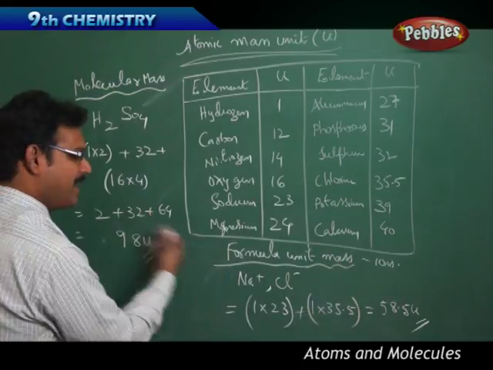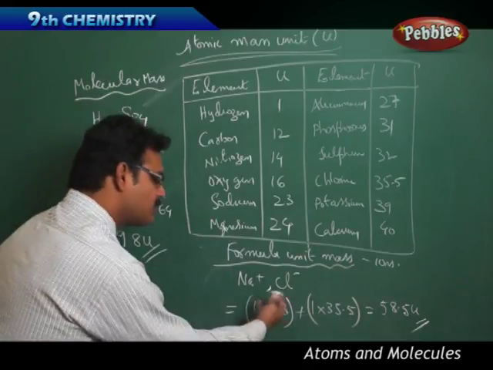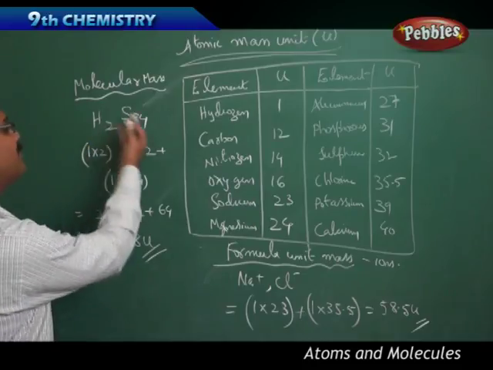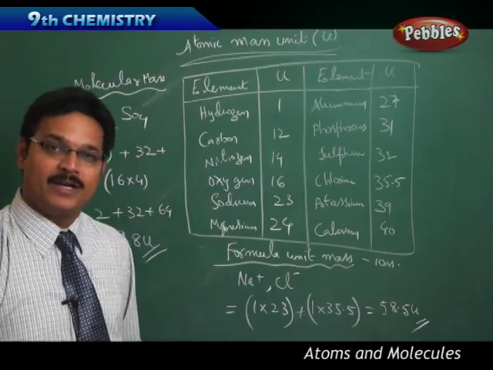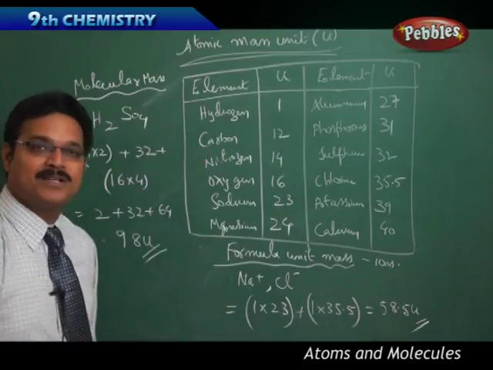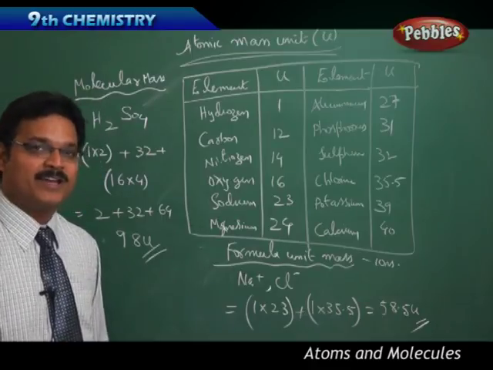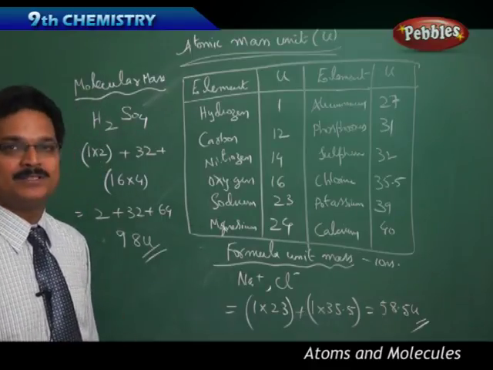So the same rule applies. But in an ionic compound, the only difference is that these are ion combinations and here these are element combinations. In that way, you can find atomic mass, molecular mass and formula unit mass. Try finding the atomic mass for some more elements.